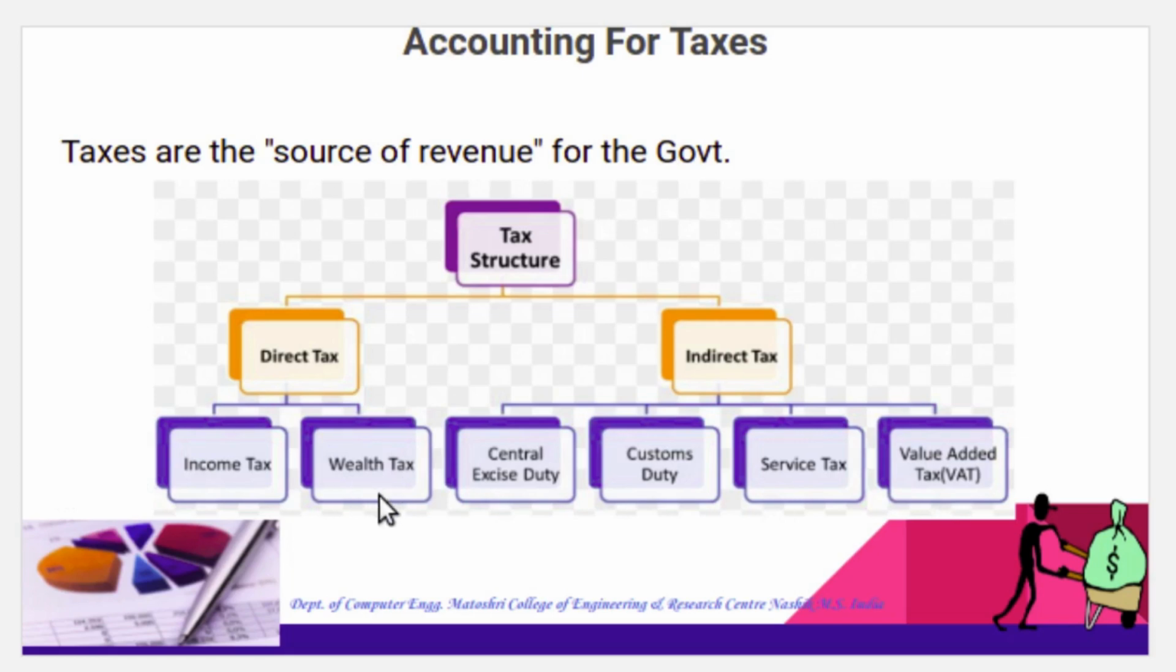Another is the wealth tax, which belongs to the direct taxes. This wealth tax is imposed on the value of the property that a person possesses. One more tax is the estate tax, also known as inheritance tax. It is raised on the estate, or the total value of the money and the property that an individual has left behind after their death. So these are the direct taxes.